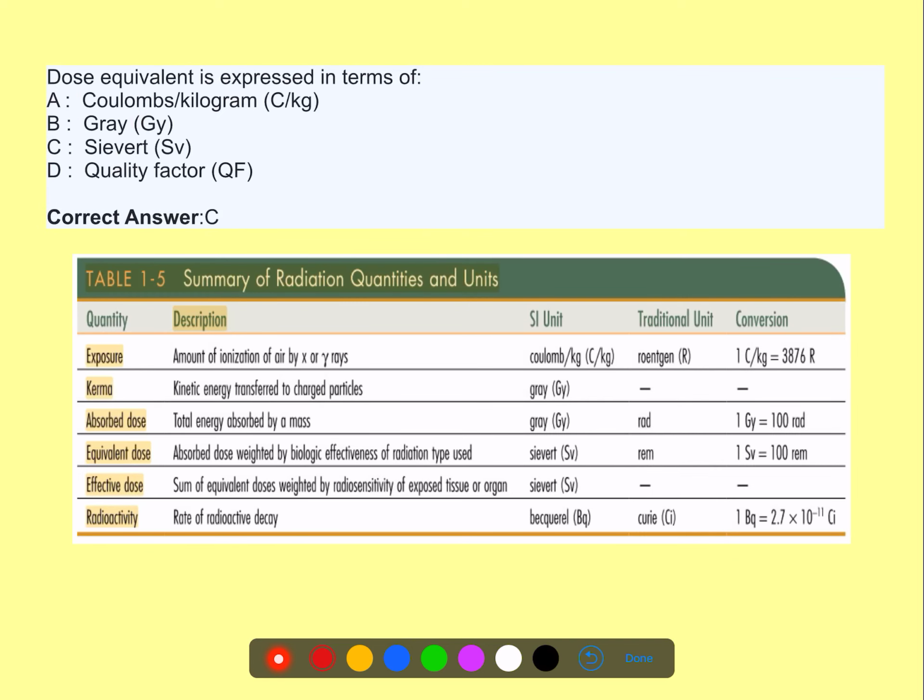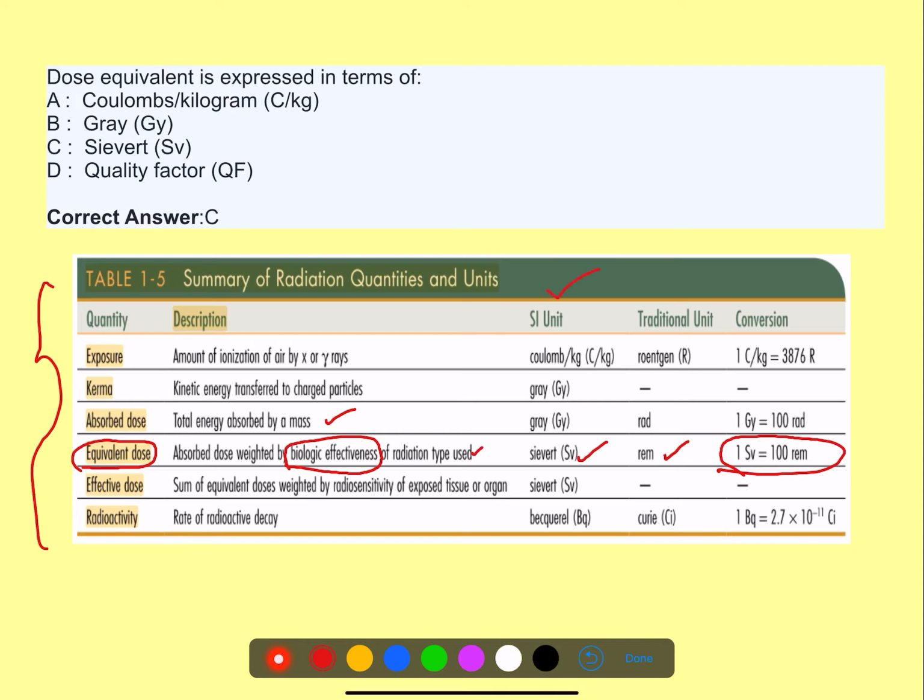This question is from dosimetry. So dose equivalent is expressed in terms of, dose equivalent is nothing but the equivalent dose which gives the biological effectiveness of radiation. It is measured in terms of sievert. Sievert is the SI unit, and the traditional unit is rem. In the conversion, 1 sievert is equal to 100 rems, and this whole box is important for dosimetry. They can ask the definitions, the units, the traditional units, or a conversion of the units.